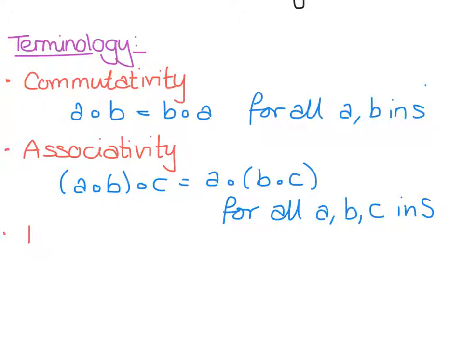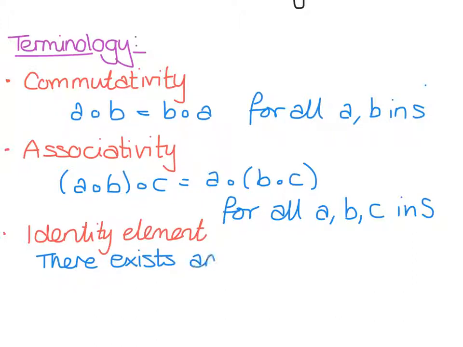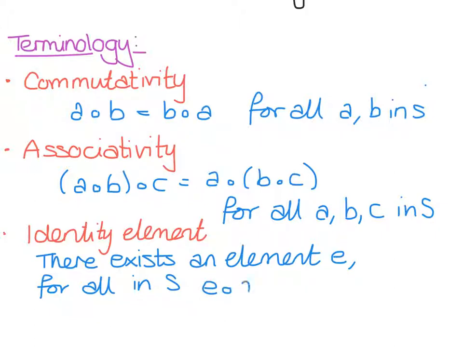Next, let's look at what an identity element is. If S is a set with a closed binary operation, if there exists an element E, which is in the set, such that for all A in the set, if you apply the binary operation between E and A, it equals A, with the binary operation applied between A and E, which just equals A. If this is the case for all A in S, then E is the identity element.